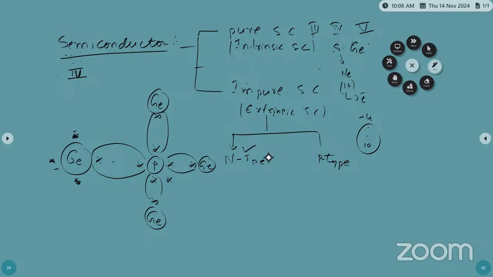N-type. Next, coming to the P-type semiconductors. Now you can take one P-type, the same element.